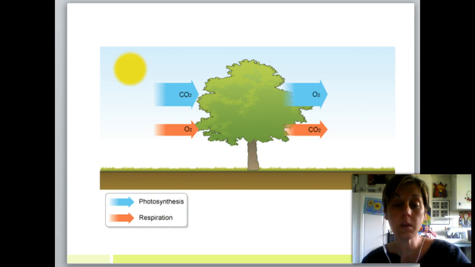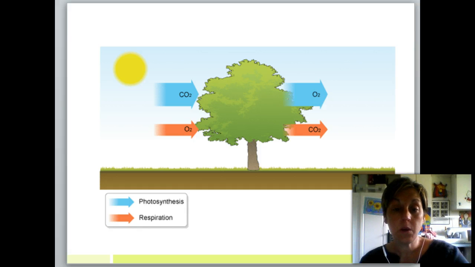Okay, so when we talk about photosynthesis, plants go through both processes. They go through photosynthesis, and they also go through respiration, okay, which is a little bit different than animal cells.